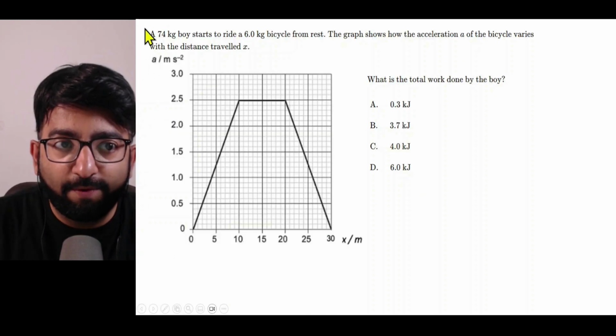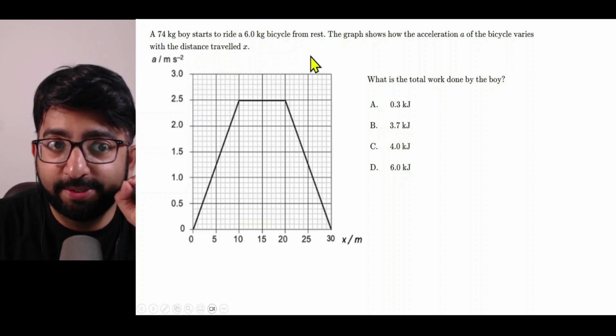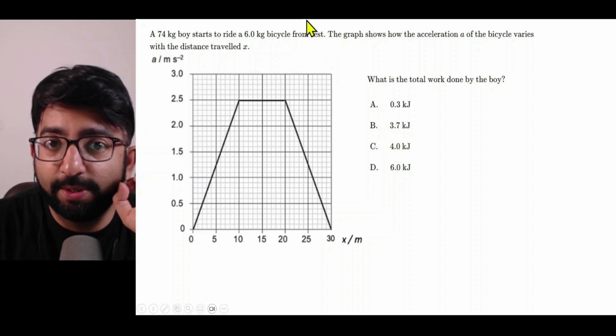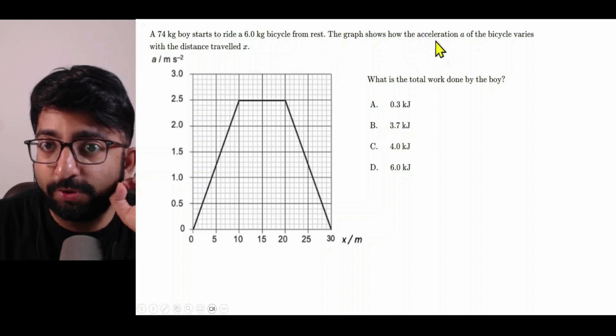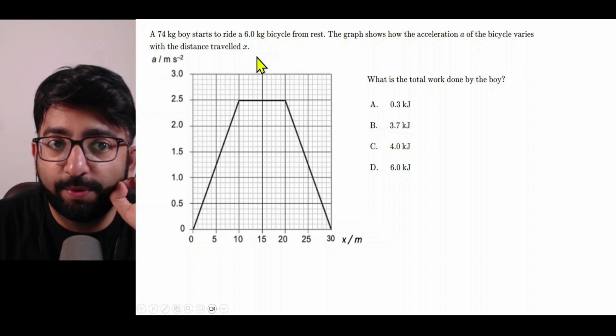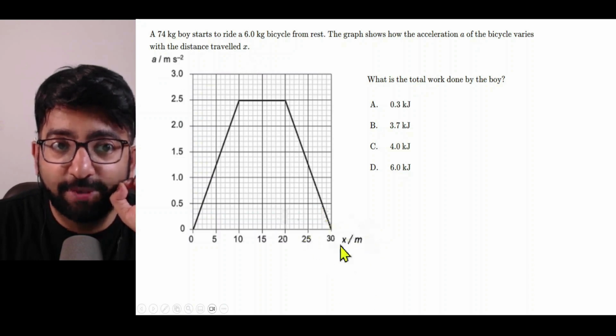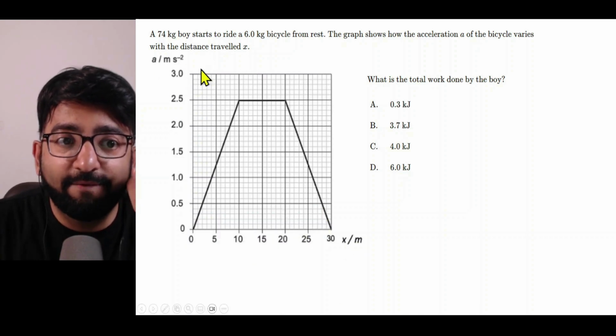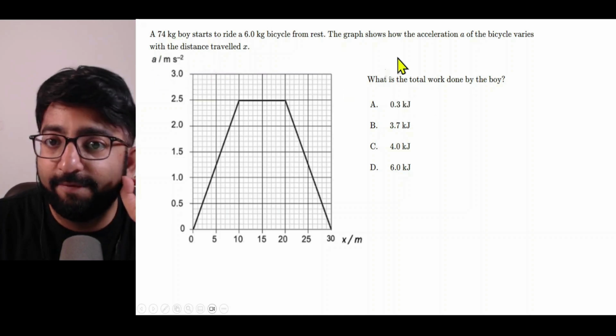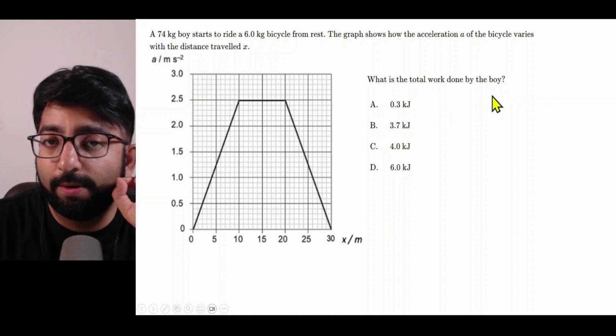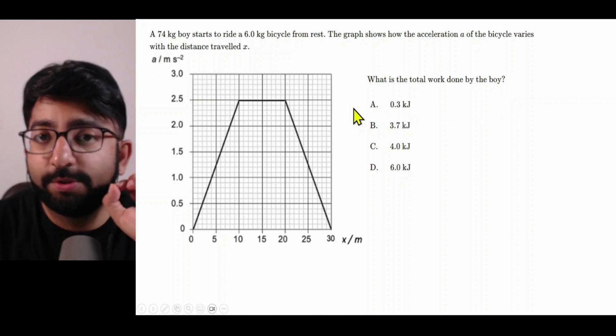In this question, we have a 74-kilogram boy who is riding a 6-kilogram bicycle starting from rest. So initial speed is 0. The graph shows how the acceleration varies with distance. So on the x-axis, we have displacement or distance, and the y-axis is acceleration. And we are supposed to find the total work done by the boy. So how do we approach such questions?